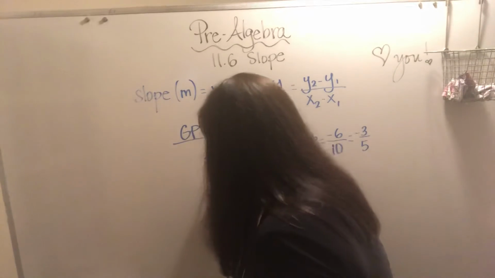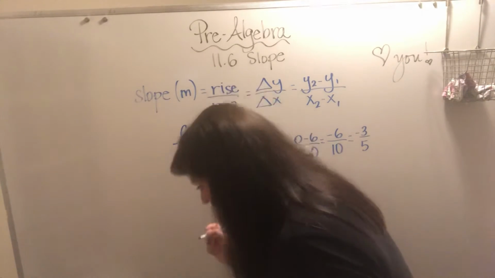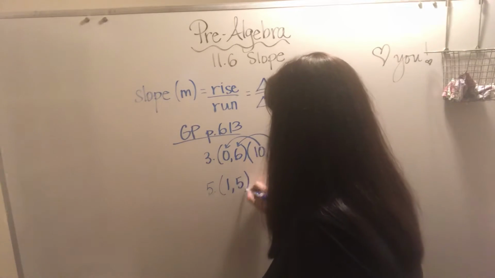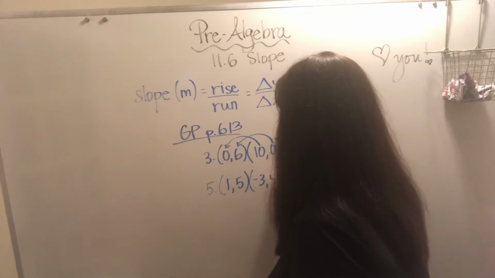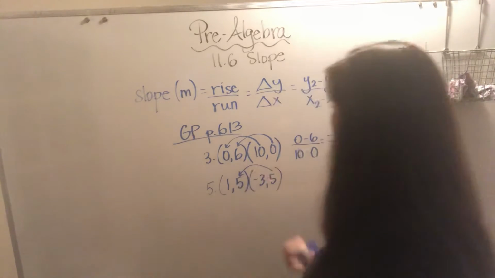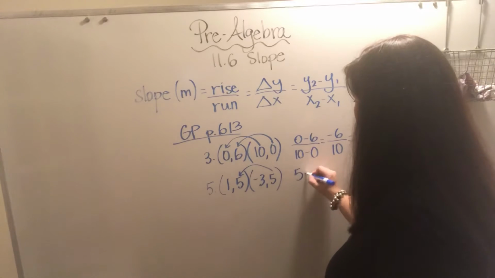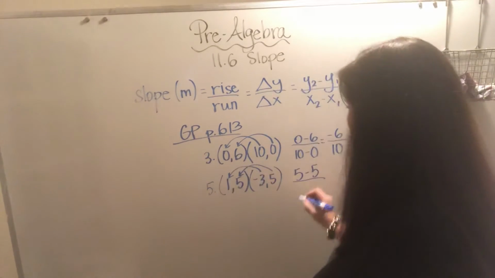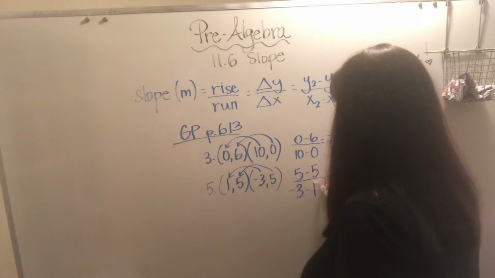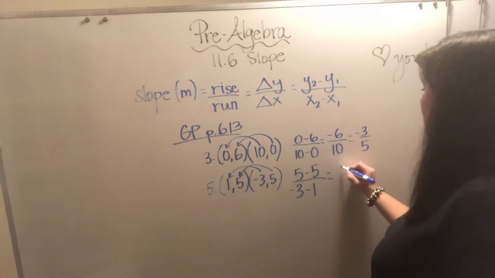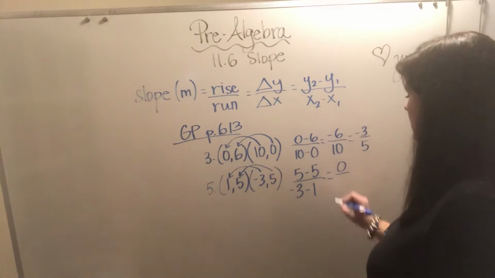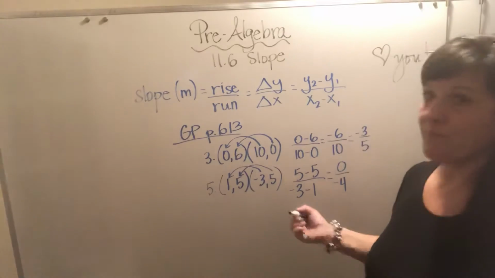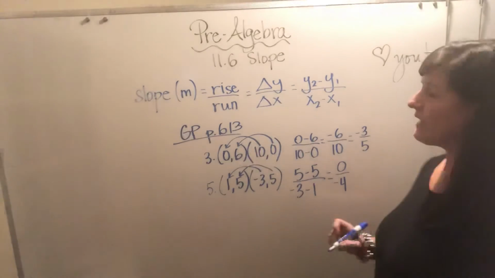Let's look at number 5 on the guided practice. 1, 5, negative 3, 5. Okay, again, 5 minus 5 over negative 3 minus 1. 5 minus 5 is 0. Negative 3 minus 1 is negative 4. So, 0 divided by negative 4.